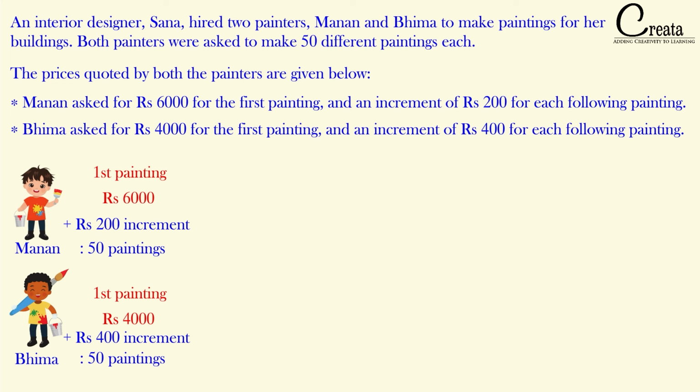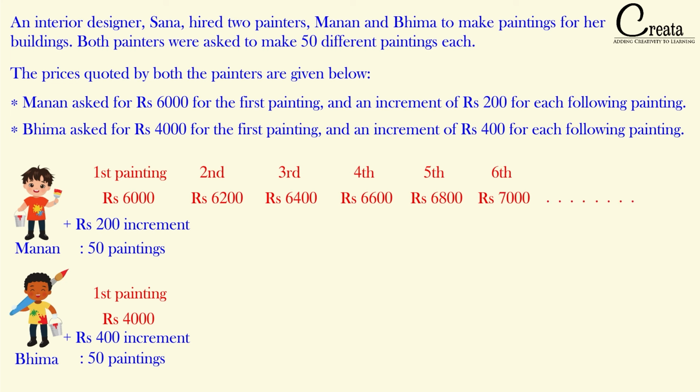It means that Manan will take rupees 6,000 for the first painting, and as the number of paintings increases, he will take rupees 200 as an increment. For the first painting it is 6,000, for the second painting it will be 6,200, for the third painting 6,400. And subsequently, with the addition of 200, 6,600, 6,800, 7,000, it will go on till the last painting, that is the 50th painting.